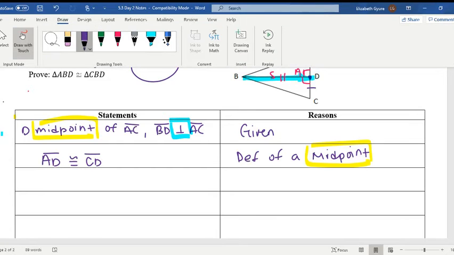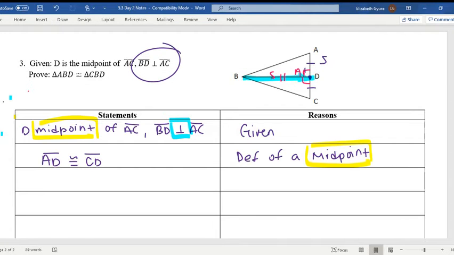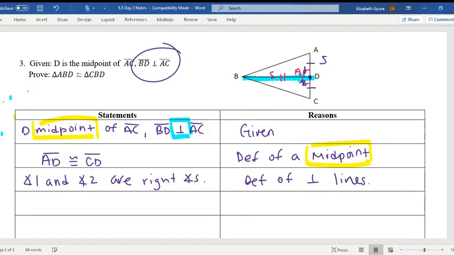Make your life easier here, and I would number these. I'm going to call this one angle 1 and that one angle 2. So I'm going to say that angle 1 and angle 2 are right angles. We knew that because we had perpendicular lines. So that is the definition of perpendicular lines.